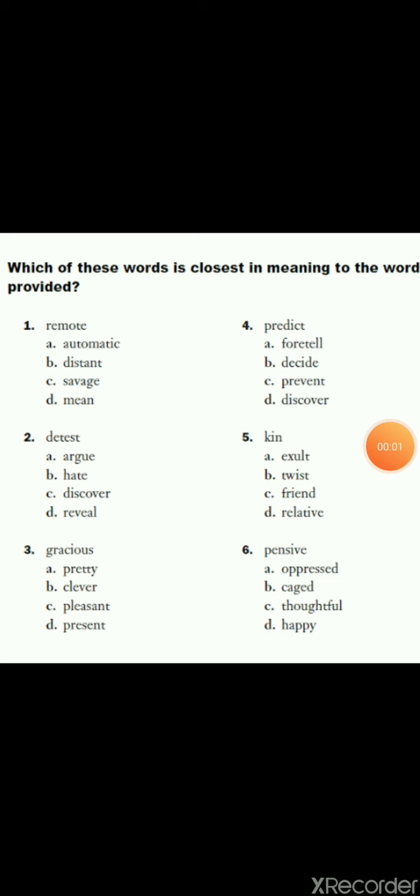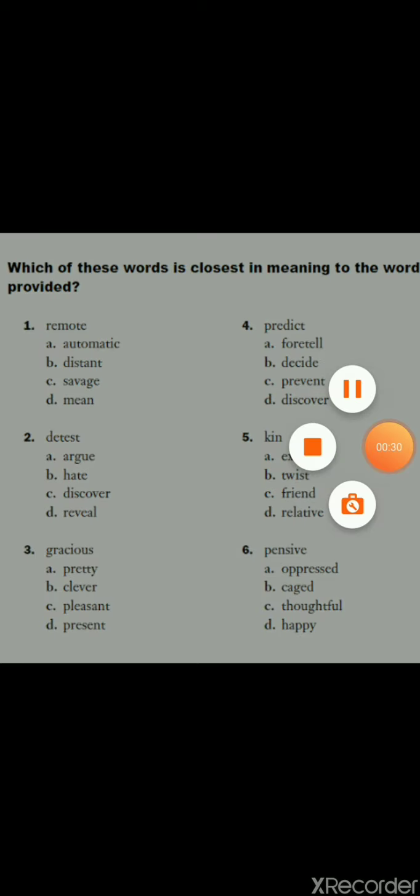This is one sample I have taken of synonym and antonym based questions. Which of these words is closest in meaning to the word provided? So it is very clear, it is synonyms. We need to find the same meaning. Closest means the same meaning. Four options with A, B, C, D will be given to you with one word. You need to find the correct option. That is known as a synonyms, antonyms based question.